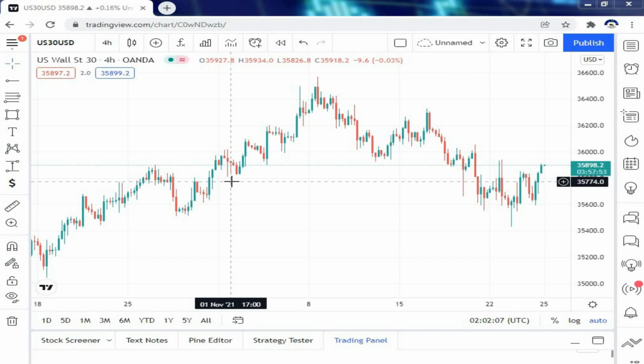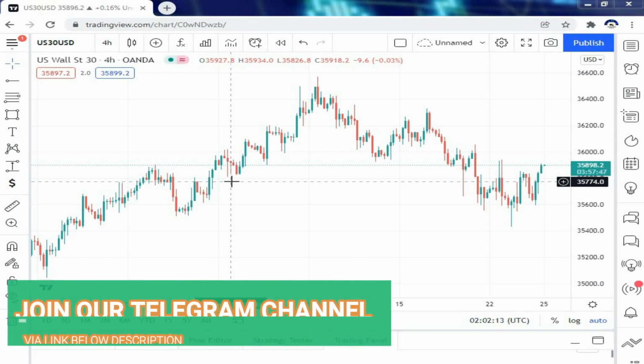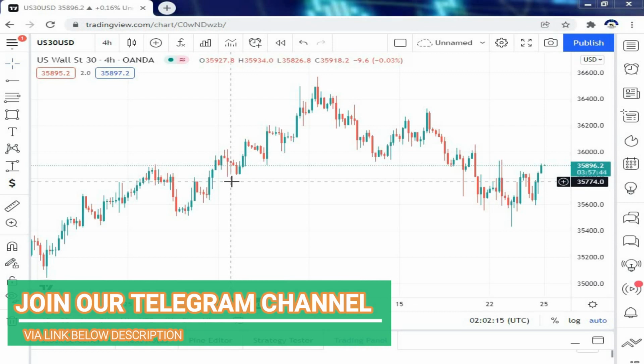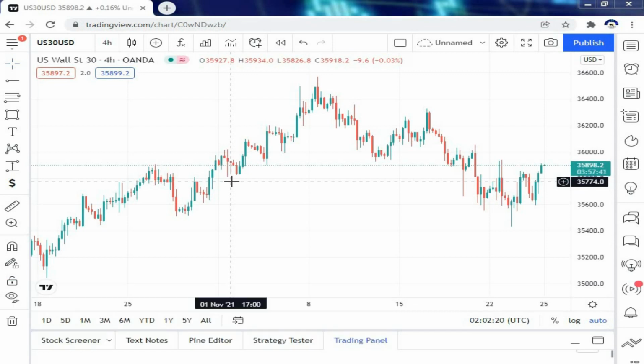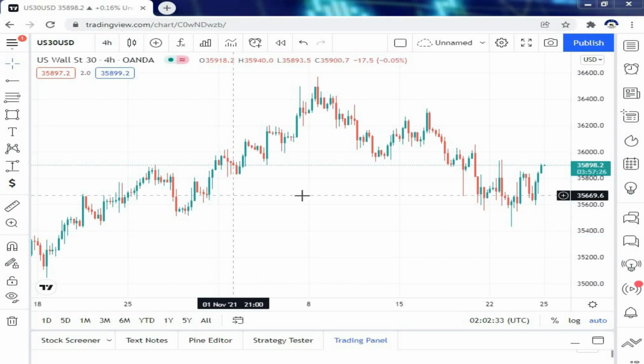So guys, in today's video we are going to share with you a US30 strategy which you can apply in your trading plan, and also we are going to share with you the Nasdaq one. So if you are looking forward to learn the order block strategies, the ICT concept and smart money concept, welcome to the family. I hope you enjoy, guys.